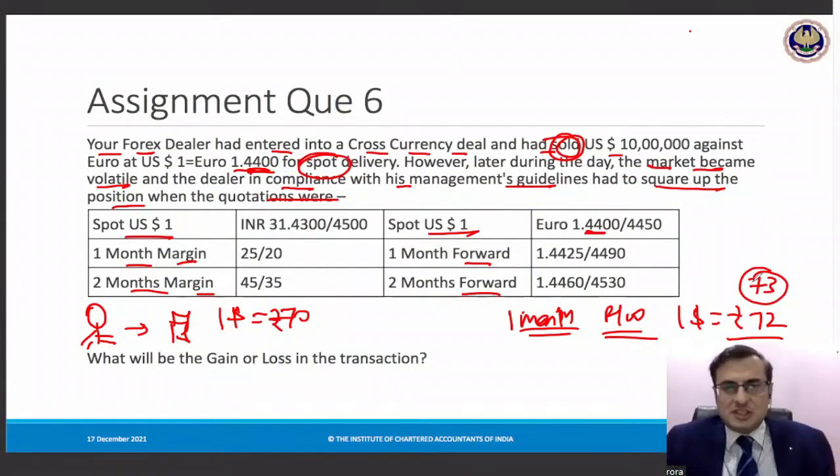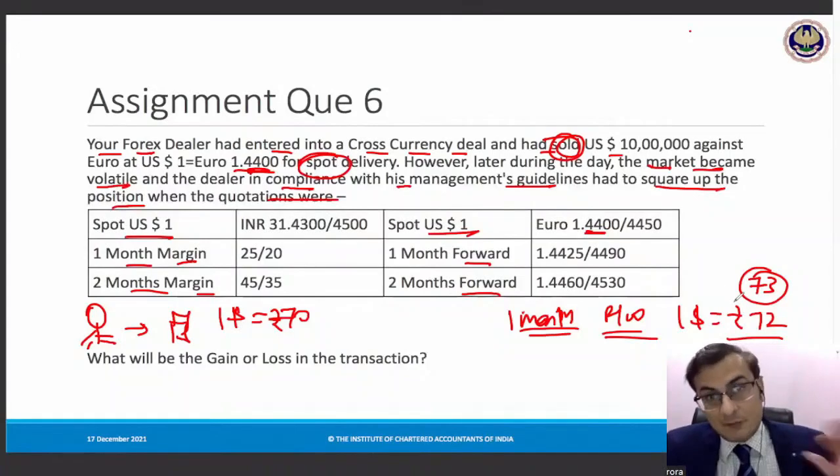You are hedging your position and you're saying, okay, I will buy the dollars not today, but after 1 month, whatever the price will be. If it is more than 72, then it's my profit. If it is below 72, it will be my loss. And the opposite thing will happen with the bank. So you are hedging yourself against any volatile movement ahead. So you are fixing the rate in future.